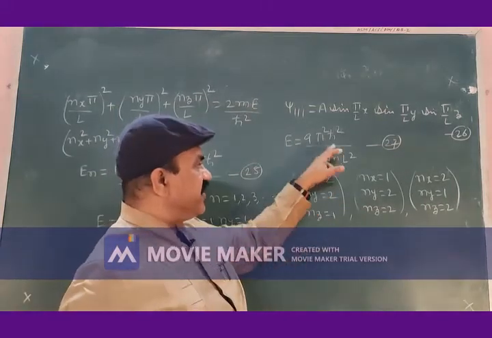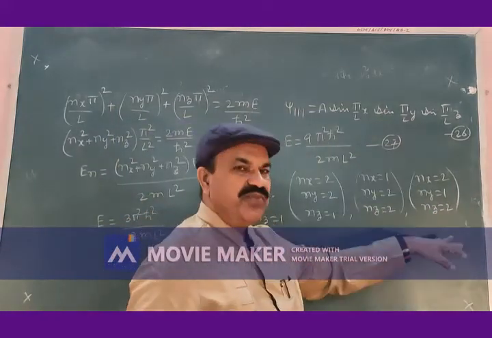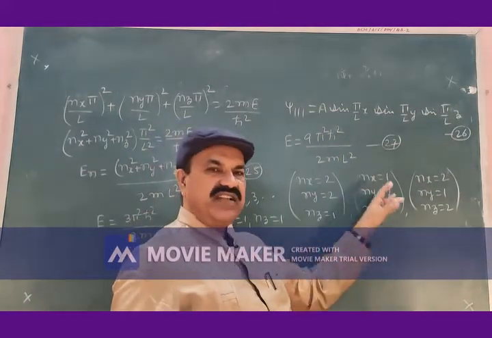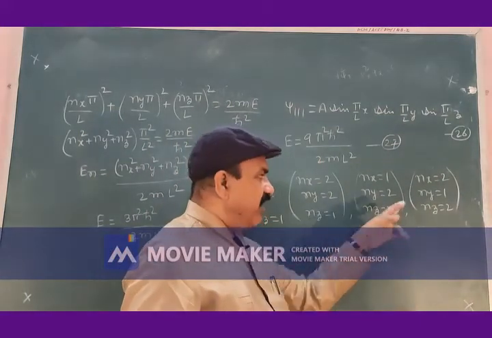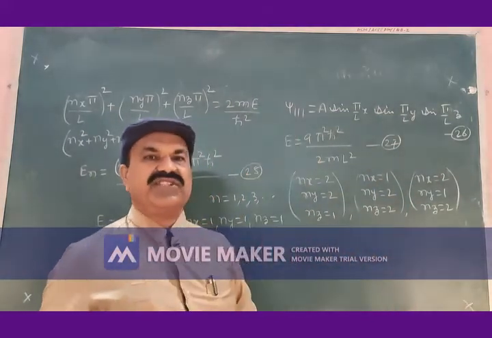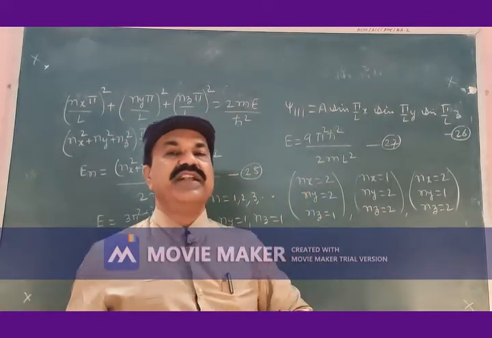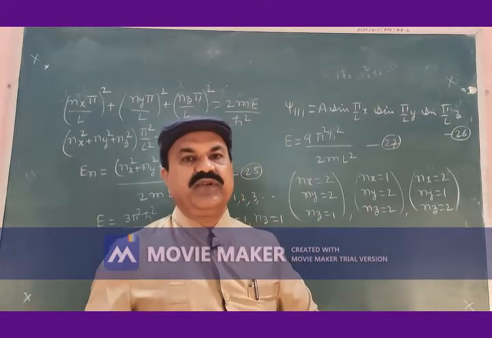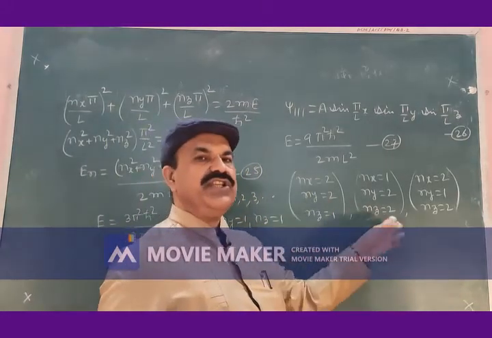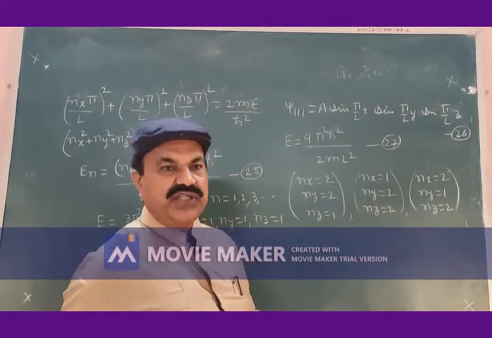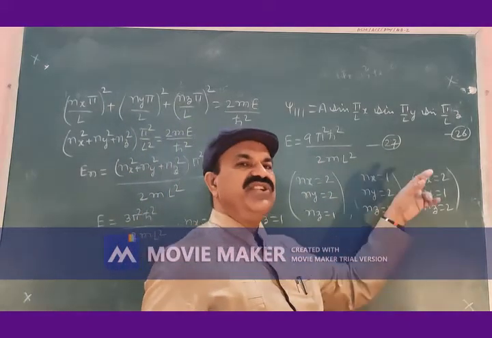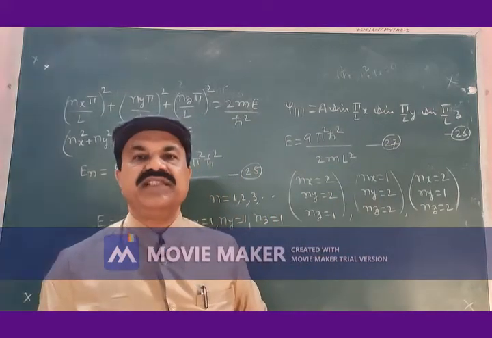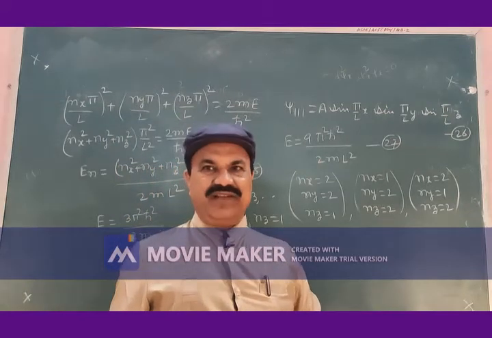Energy of this state is this, energy of this state is this, energy of this state is this. This is one quantum state, this is the second quantum state, this is the third quantum state. All these three quantum states have the same energy, but they are different because the values of the various quantum numbers are different in these three combinations. So this is one quantum state, this is another quantum state, this is the third quantum state. This type of energy level is known as a degenerate energy level.